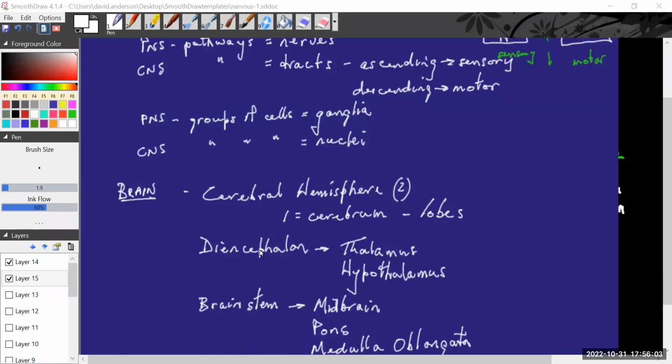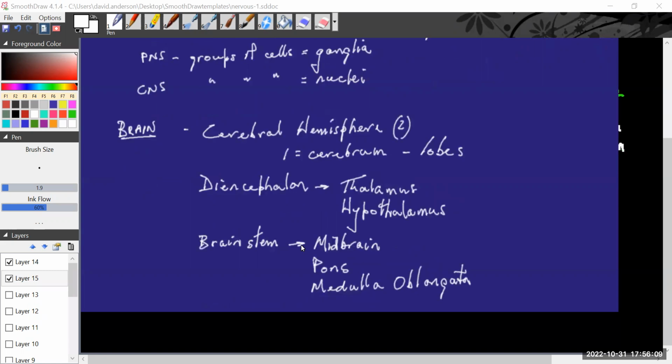Then we get to the diencephalon. Areas in the diencephalon that we're going to talk about include the thalamus and the hypothalamus. Then when we move to the brainstem: midbrain, pons, and medulla oblongata. And then finally, the last segment that we're going to talk about that's associated with the brain specifically is the cerebellum.